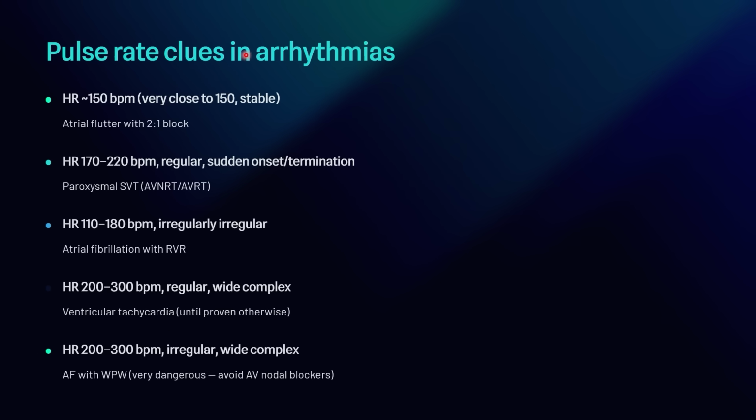Pulse rate clues, you can skim over them, but remember the atrial flutter. Probably you know that if the rate is around 150, think of atrial flutter 2 to 1, and you can skim the SVT and AFib ranges, but very important is this one, the irregular wide complex tachycardia. AFib is usually a very fast rhythm and very dangerous, and it's irregular wide complex. Avoid AV nodal blockers in these cases. Okay, that's very important to remember.